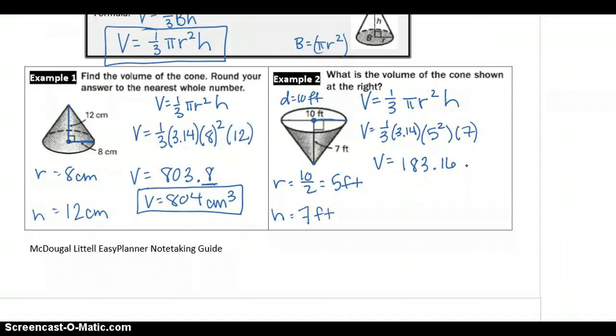Now we have to round this to the nearest whole number. So since the digit after the decimal place is 1, I am not going to round up. So when I do this as a whole number, I will have that V, or the volume, is equal to 183 feet cubed.